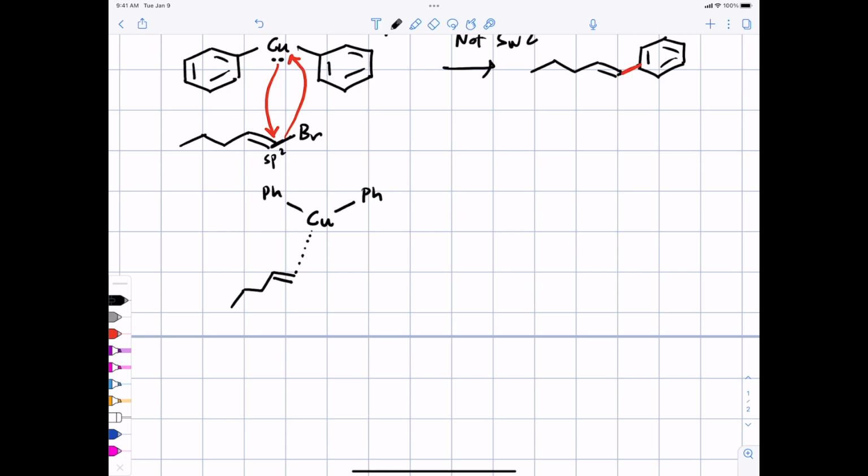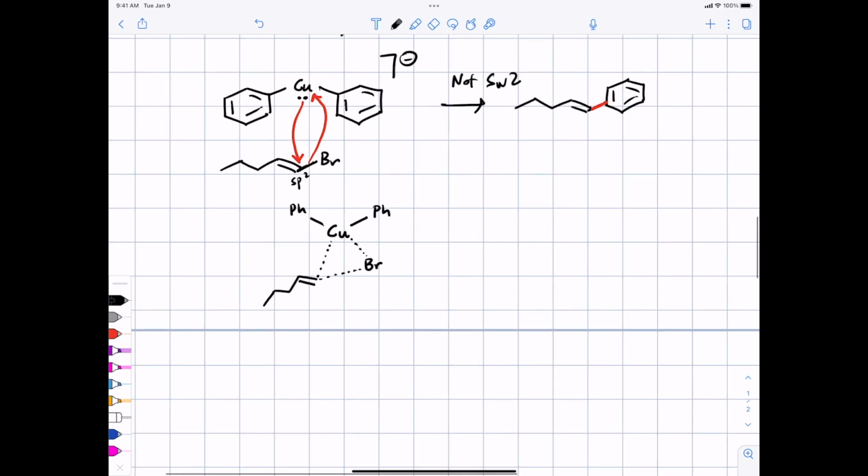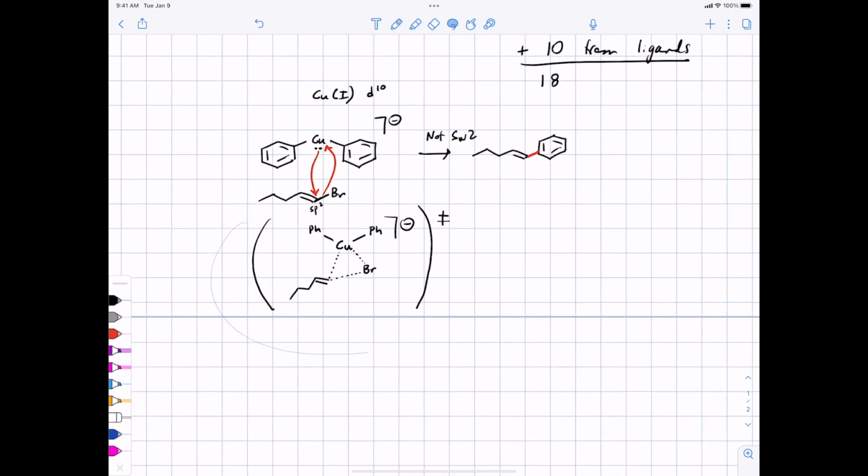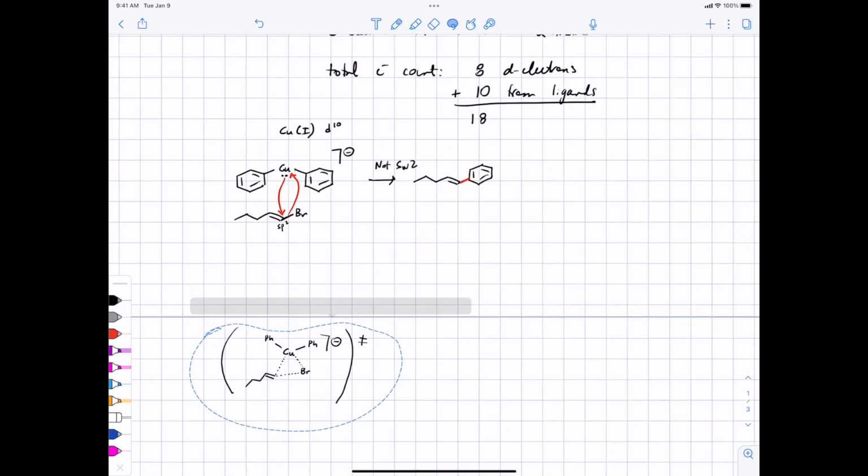We'll show a dotted line here to indicate the breaking bond between copper and bromine, and there showing the new bond forming between copper and bromine. And still, overall, the charge on this complex is 1 minus. And this double dagger indicates that this is the transition state for that reaction.